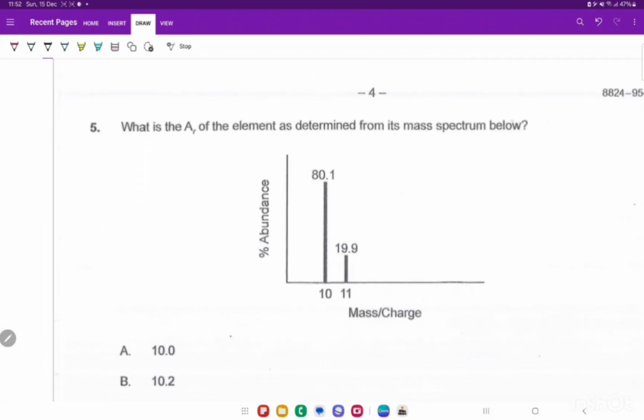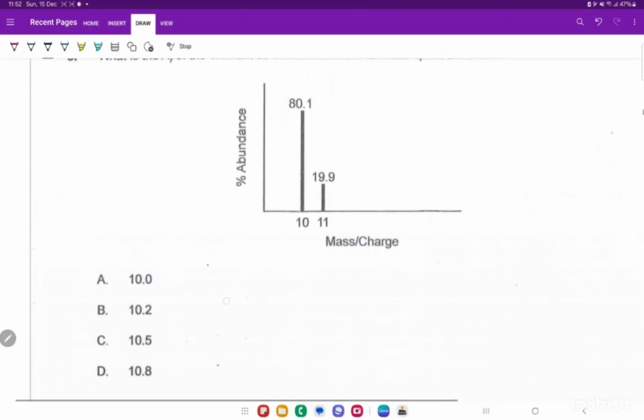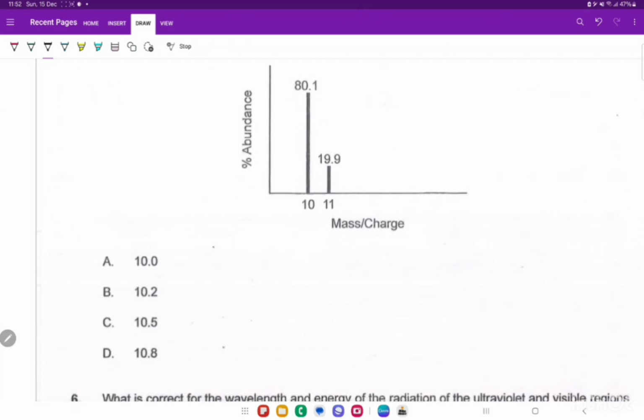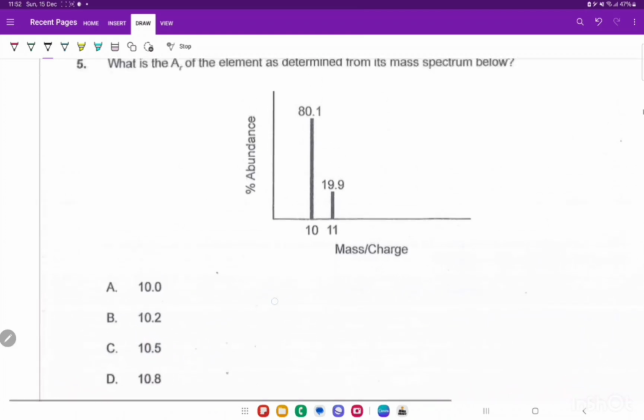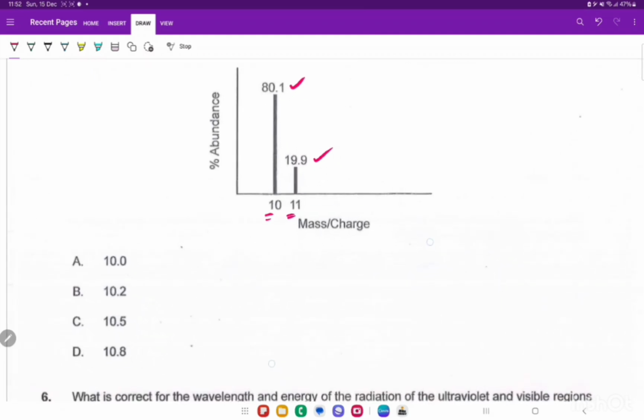What is the AR of the element determined from its mass spectrum below? He's asking the AR of this. Now, what is given to us? It is given 80.1% abundance and 19.9% abundance. 80.1 for 10 and 19.9 for 11.